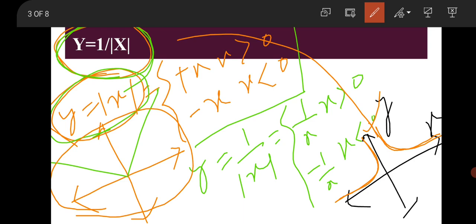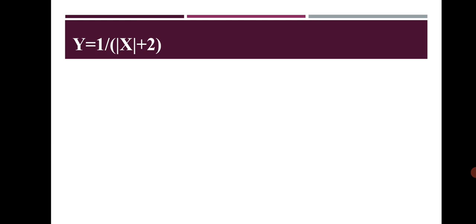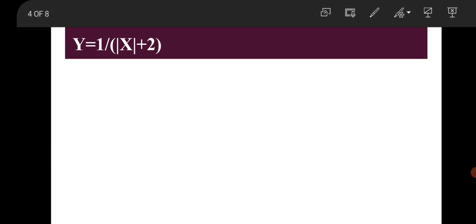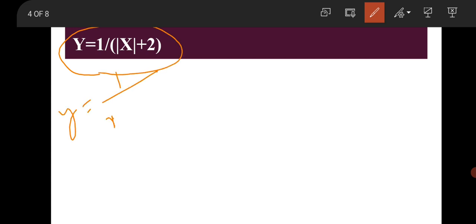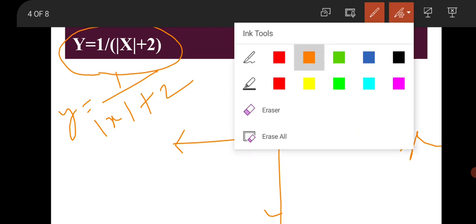Let's move to the next function, which is one of the interesting functions. The function is y equal to 1 by mod x plus 2. We are aware of drawing y equal to 1 by mod x only, but the given function is y equal to 1 by mod x plus 2. So what will happen here? It will be the same graph, but the change is like this. This is x axis, this is y axis.